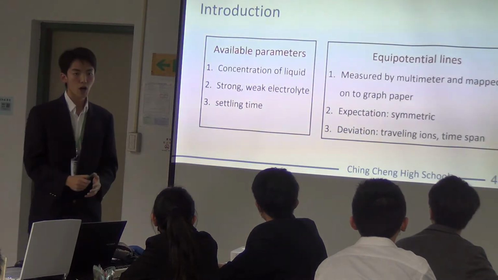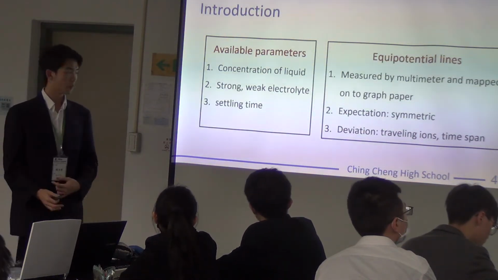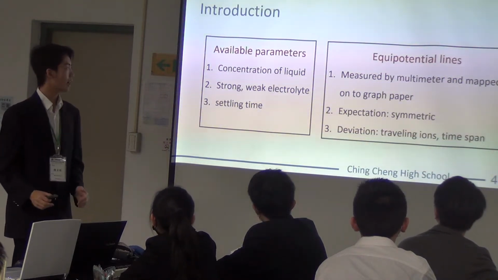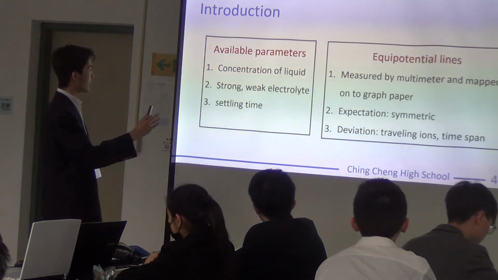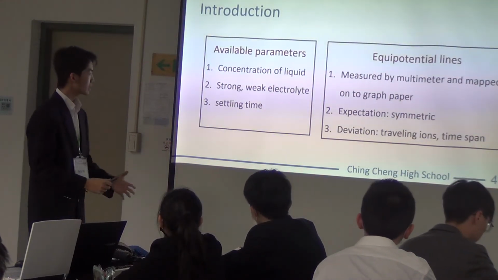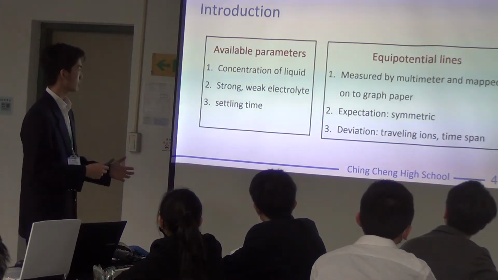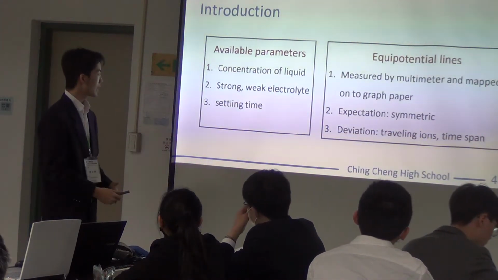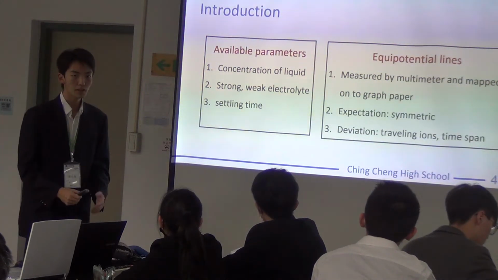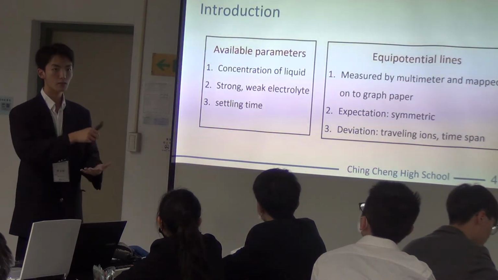Here are some available parameters that we'll investigate in this experiment. Firstly is the different concentration of liquid, second is strong and weak electrolyte, and the third is the settling time. For any equal potential lines, we measure by multimeter and map onto our graph paper, and we expect it will be symmetric, and I will explain this further. And we think that the deviation is caused by the tilting of items and the time spent when we test the graphs.